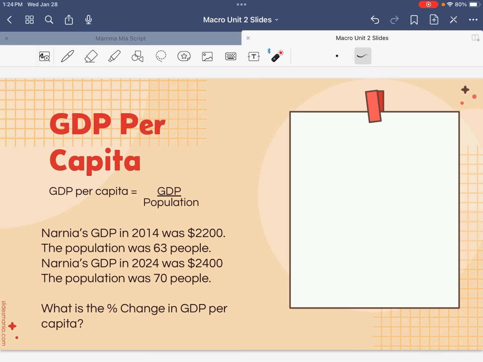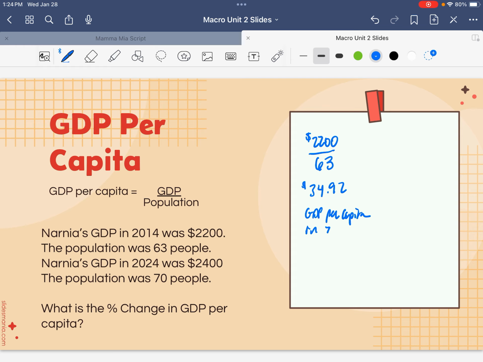I'm going to figure out the GDP per capitas, and then I'm going to have you do the percent change in GDP per capita. So you're going to do the growth formula, okay? I'm going to take the $2,200 of GDP that they made in Narnia in 2014 and divide it by how many people were there. And when I do that, I get $34.92 of just GDP. I haven't taught you real GDP yet. We'll get there. GDP per capita in 2014.